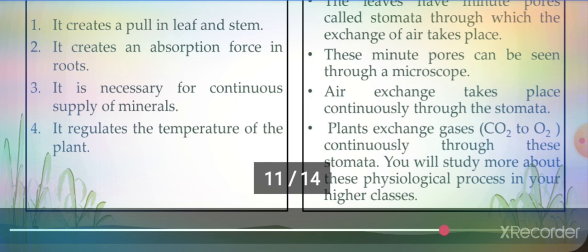It is also very necessary for the continuous supply of minerals. Minerals always move from the soil to the plant in the form of ions, as cations and anions. All this you will be studying in detail when you come to the higher classes. And it also regulates the temperature of the plant. So the temperature of the plant is regulated by transpiration.